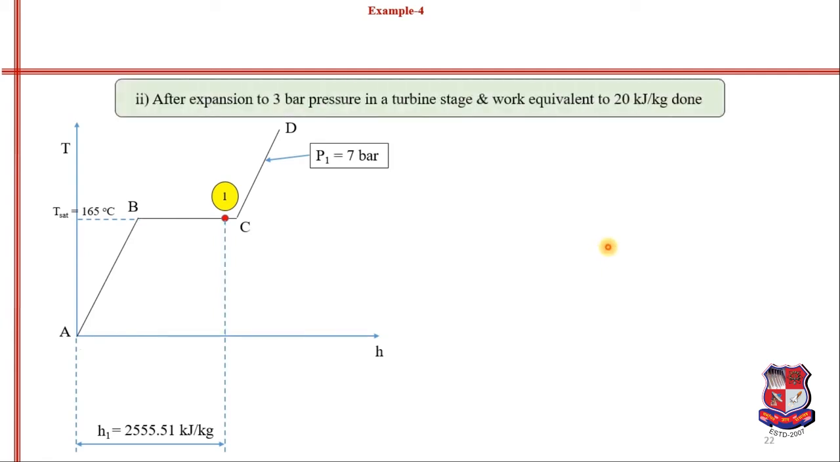Now let's take up the second case, in which we are expanding this 7 bar pressure steam until its pressure becomes 3 bar, and we are developing 20 kilojoule per kg of work in a steam turbine. So the block diagram of a steam turbine looks like this. Here will be input and output, and at this shaft we can collect the work.